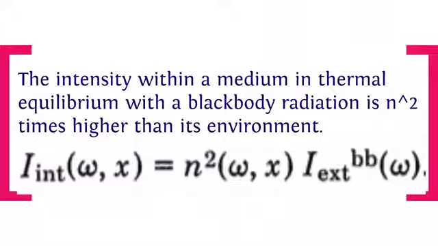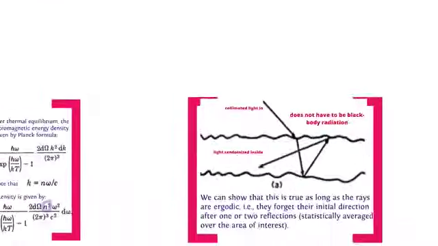Now we can take the previous two assumptions and write a very simple expression. The intensity within the medium in thermal equilibrium with black body radiation is n squared times higher than its environment. So the intensity inside the medium, this refers to internal, some function of frequency and space, is n squared times the intensity outside the medium. Ext is external. Now, n, of course, is a function of frequency. We should be aware of it. Remember, it changes with spectrum and position. This is not so important for us. And this simply refers to the black body. So far, should be pretty straightforward.